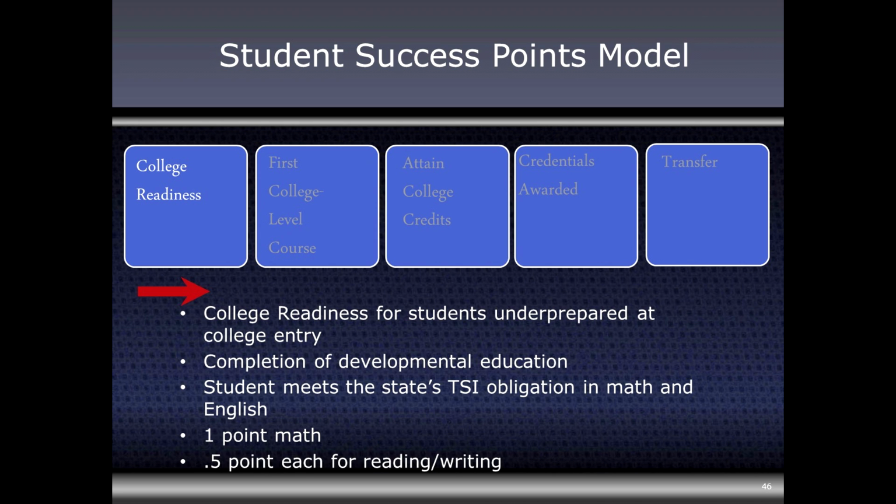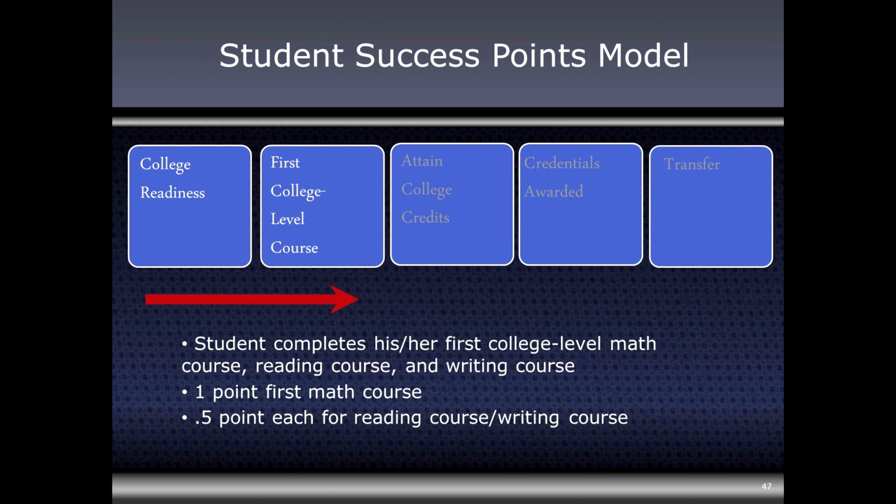Again, looking at the progress that we're making. And then the next one is entry into college level courses. And so as students progress through and they take their first college level reading and writing course, or when they take their first college level math course, again, we get student success points.